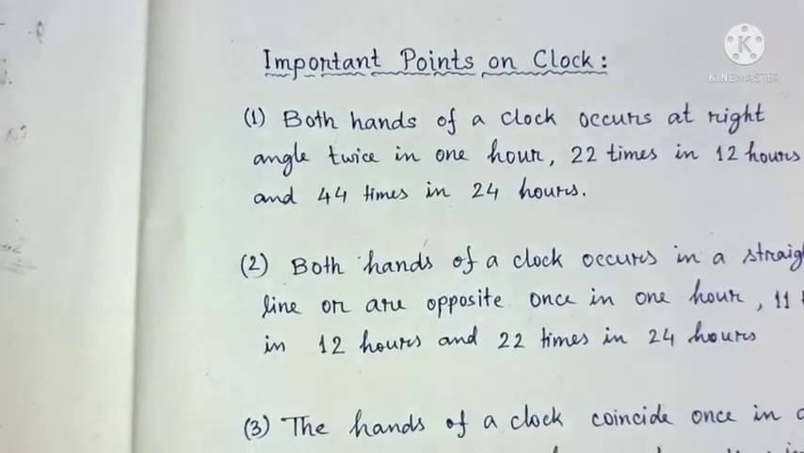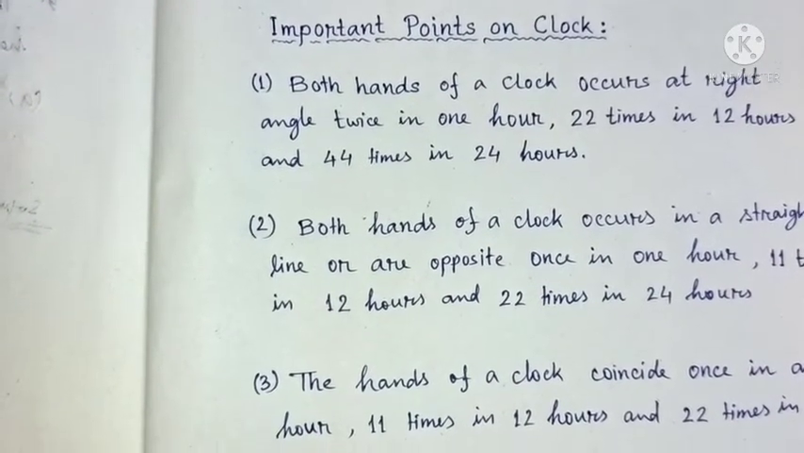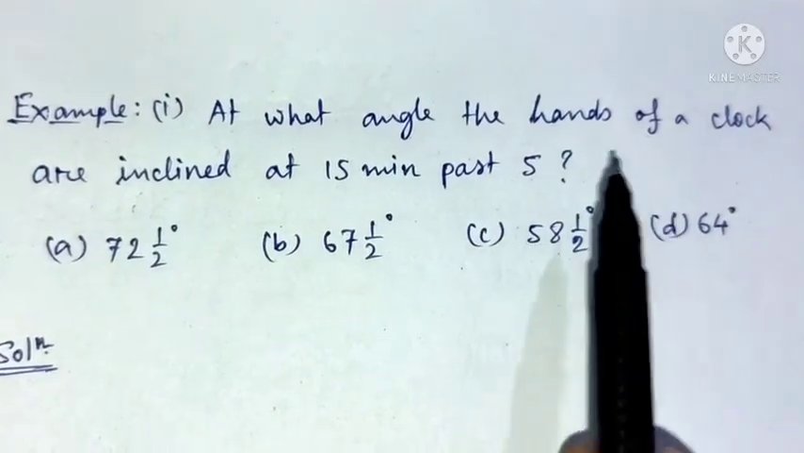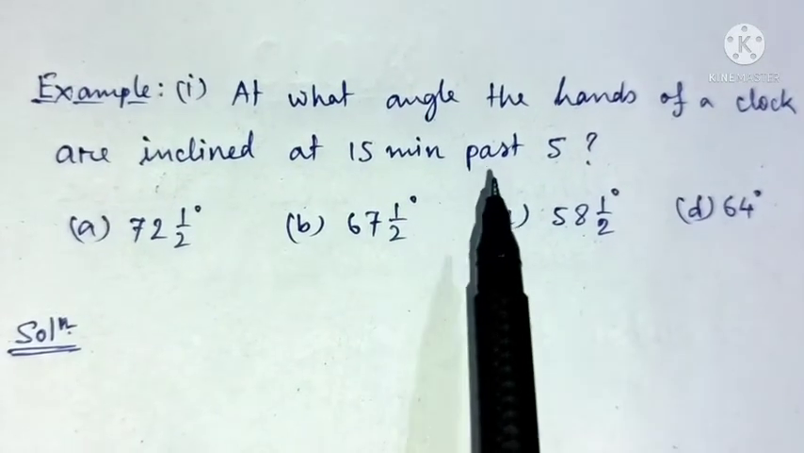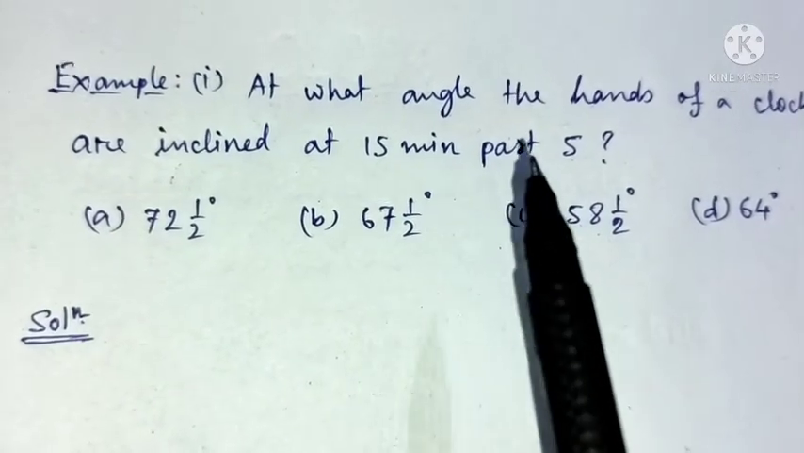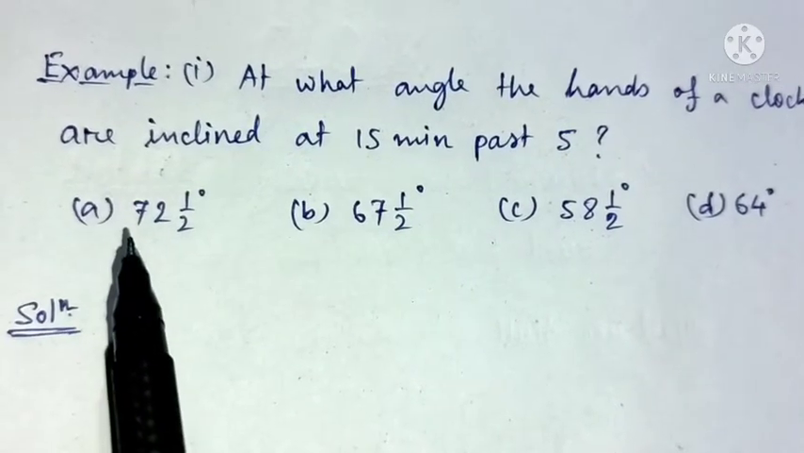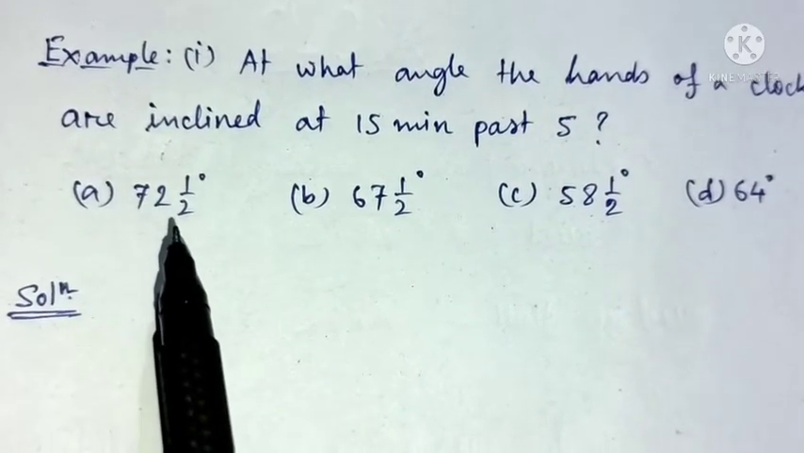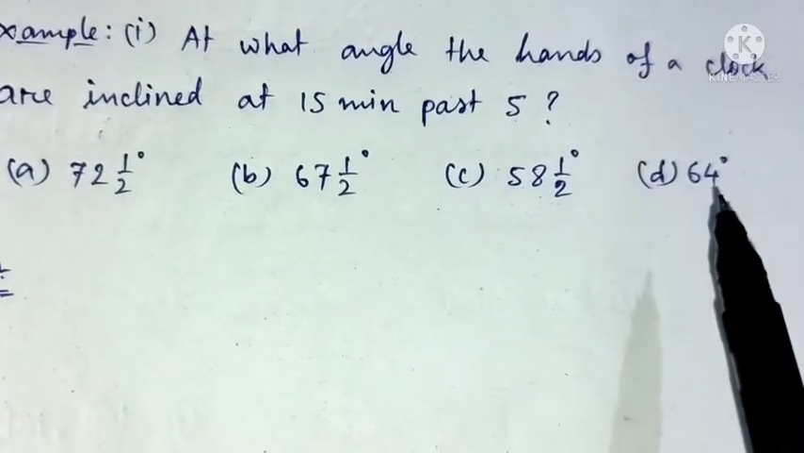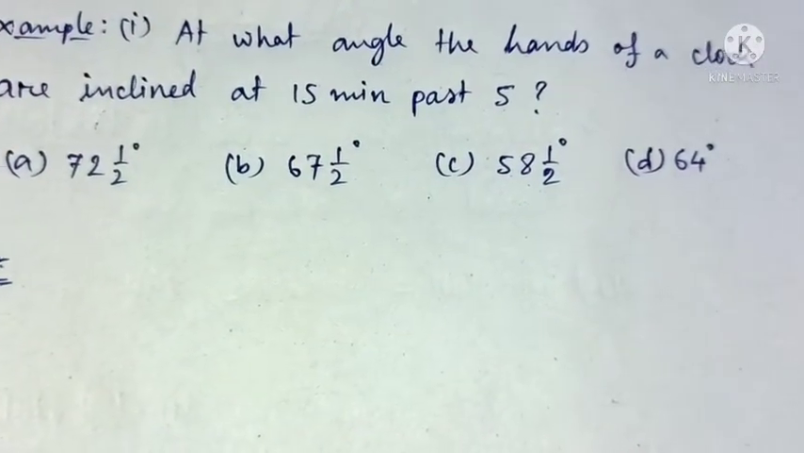After that, let us do some problems to clarify all the concepts which we have already discussed. The first example, number 1: at what angle are the hands of a clock inclined at 15 minutes past 5? That means at 5:15, we have to find the angle between the minute hand and the hour hand. The options given are 72.5 degrees, 67.5 degrees, 58.5 degrees and then 64 degrees. So we will calculate it easily now. So you just go and watch the video.